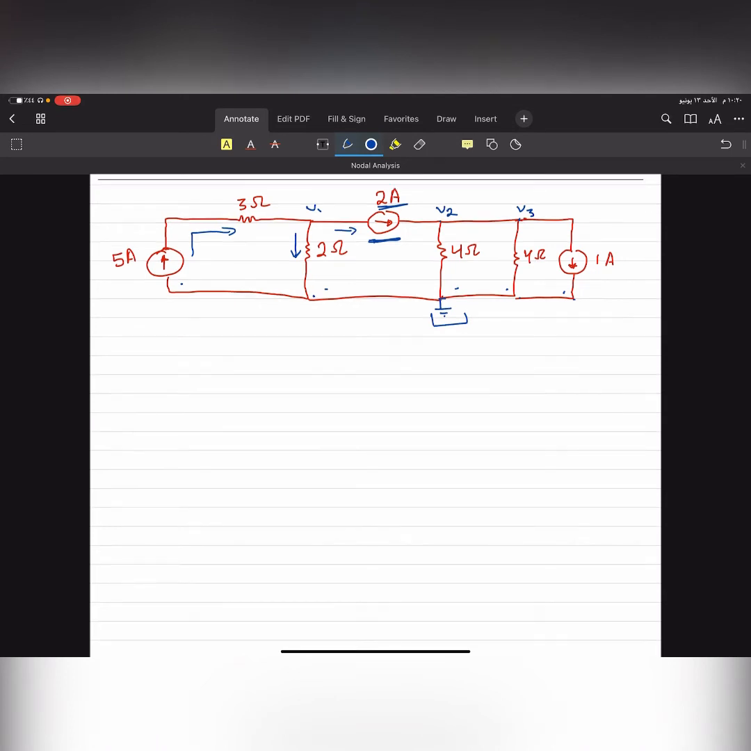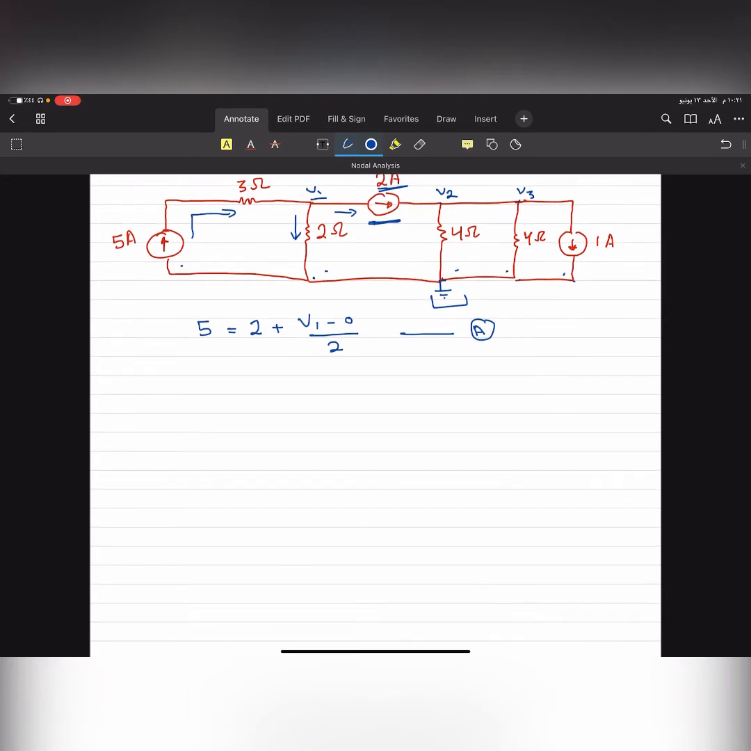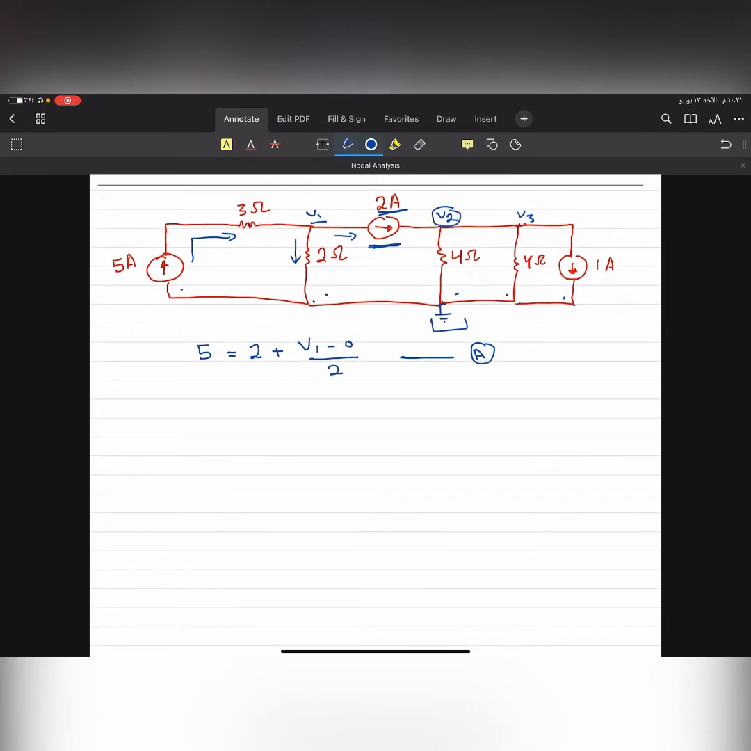Now let's start. For V1, I can say that 5 is entering, which equals the leaving ones, which is 2 leaving, plus (V1 minus 0) divided by 2. And this one will be equation A. Okay? And for V2, 2 is entering, and assume this one is leaving, and assume that this one is leaving too. Okay? And actually, before I continue, V2 and V3 have the same voltage.